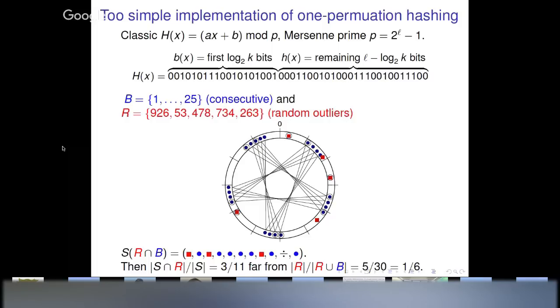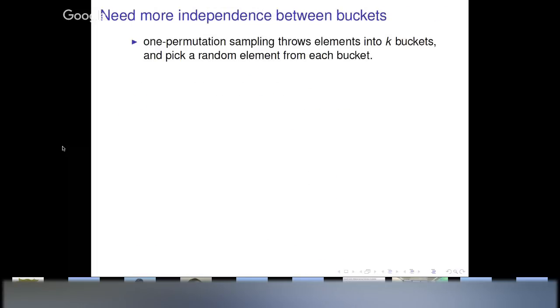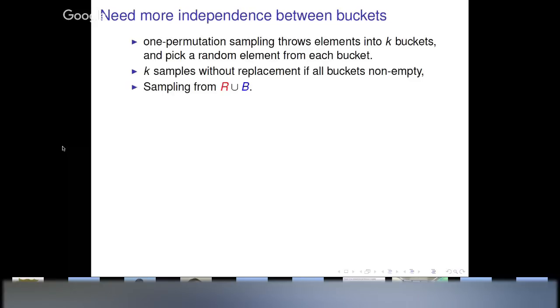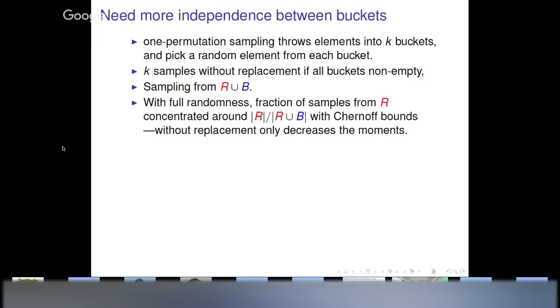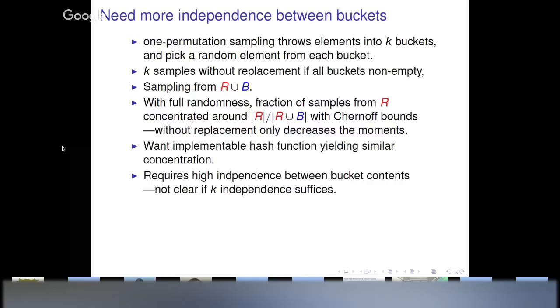And so the most important thing is there's no independence. All the buckets kind of look the same. You have these dense segments of blue and then a red somewhere. So everything we hope for concentration bounds, we can forget about it. So we somehow need more independence between the buckets. We're throwing balls into k buckets and we pick a random element. We're doing the sampling. And again, we want to have this full randomness with concentration bounds. But we want something that's implementable. And somehow this requires a lot of independence between the buckets.